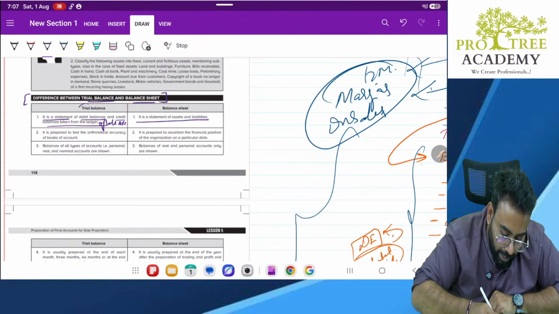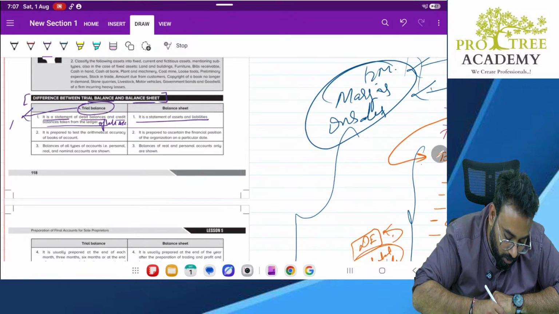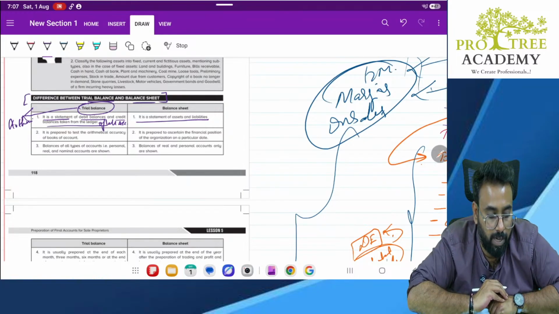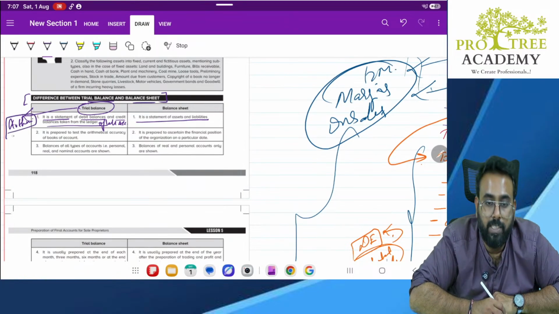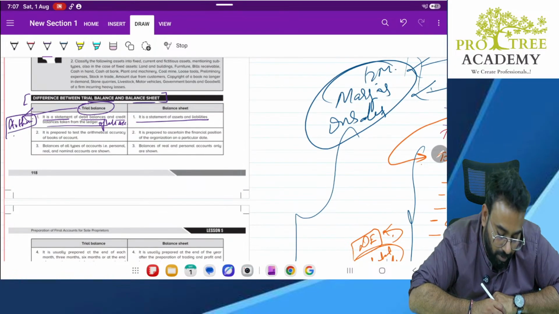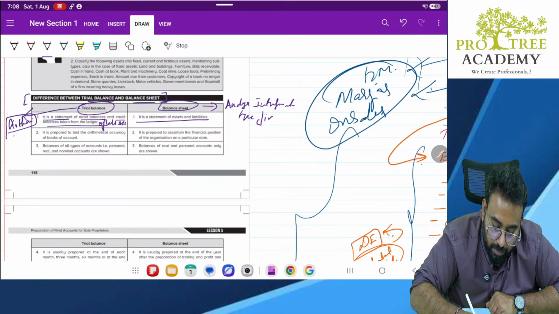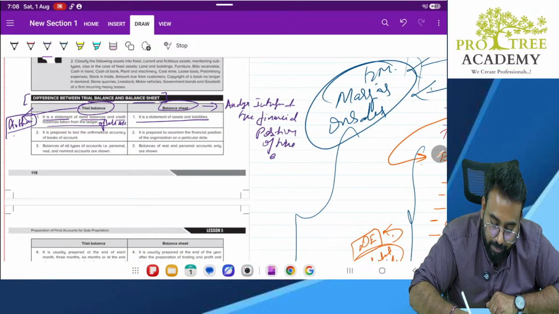Now, what is the use of trial balance? The use of trial balance is to check arithmetical accuracy. Correct or no? We have seen in the trial balance chapter. Trial balance can be used to test the arithmetical accuracy. But whereas balance sheet is prepared to analyze and interpret the financial position of the company or financial position of the entity.